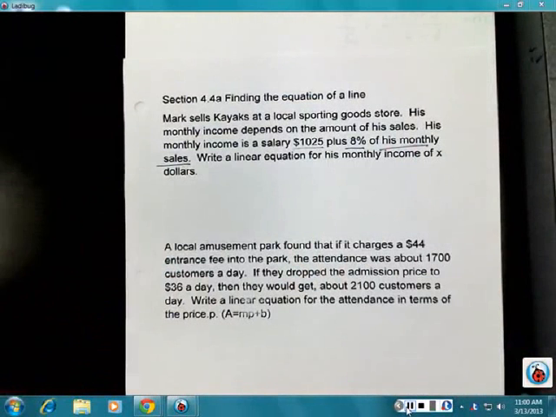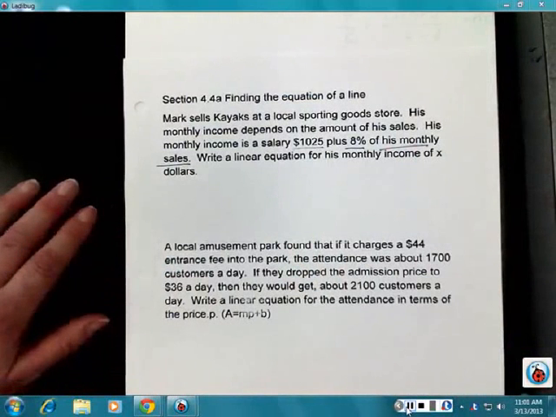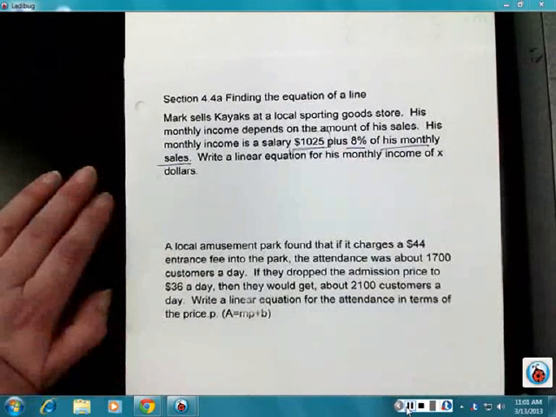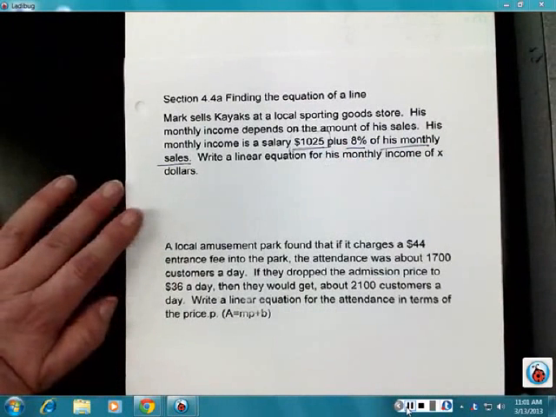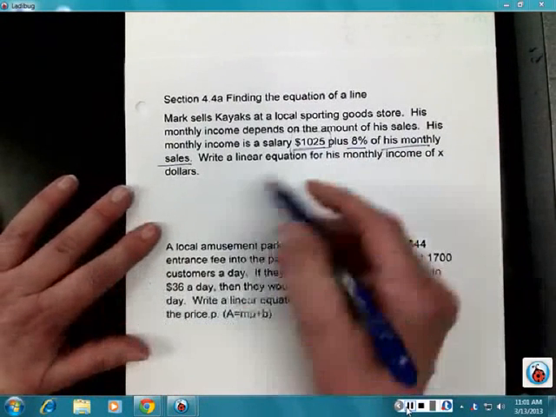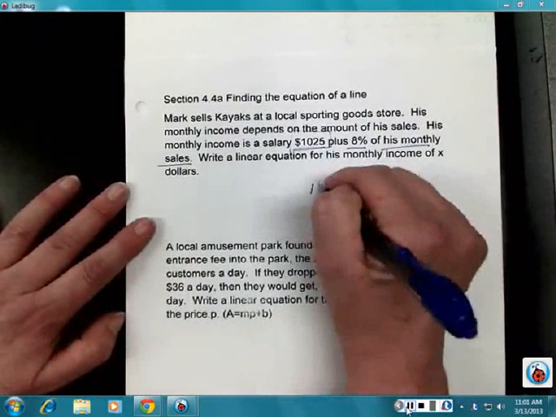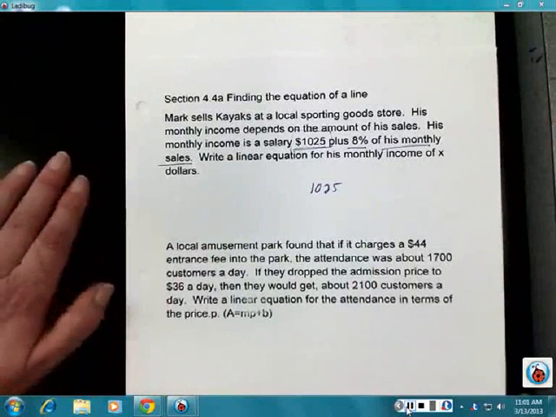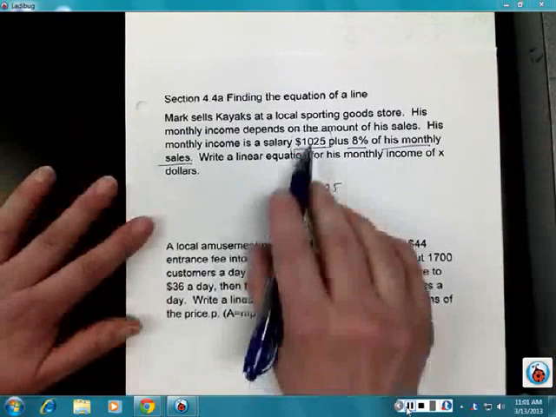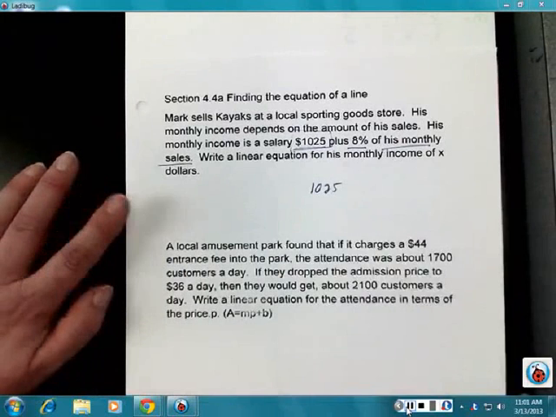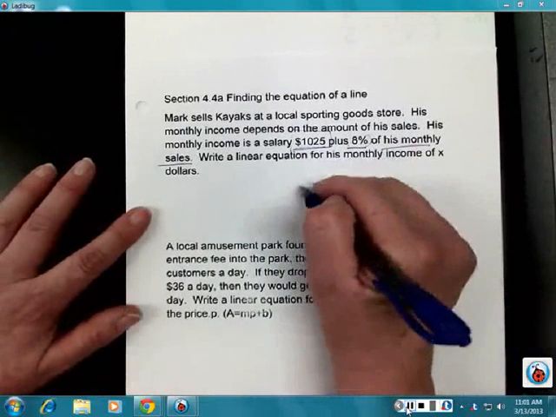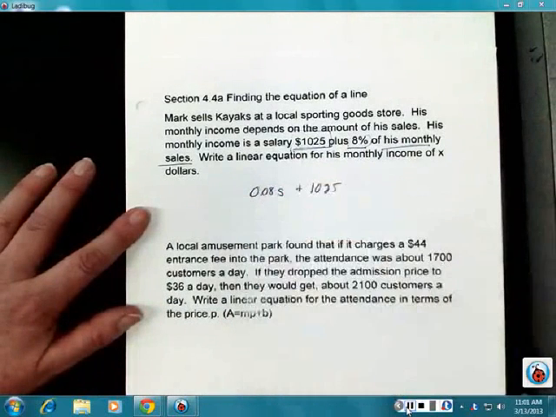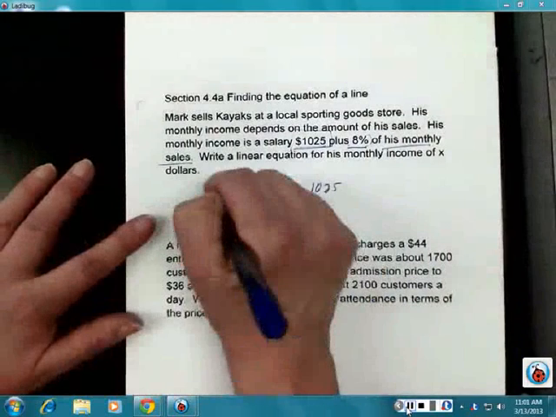Now, when they say a linear equation, what is always constant in this whole thing? The thing that's always constant is he's always going to be paid $1,025. Always going to be paid that. If you look at a linear equation, that is the y-intercept. That's where it's crossing. So if he did absolutely no sales in a month, he would be paid $1,025. But what changes and fluctuates is the 8% of his sales. So he's going to gain 8% of whatever his sales are going to be, and that's going to be his income.